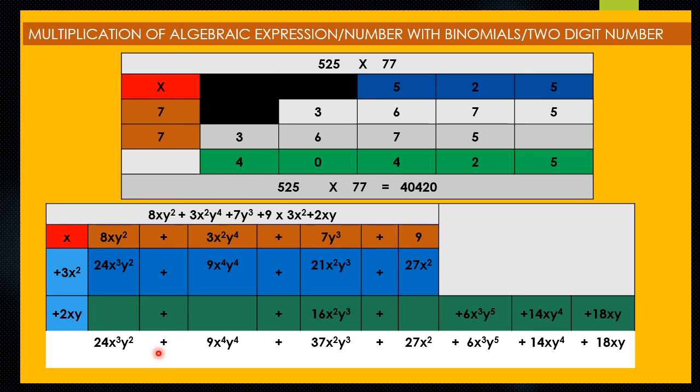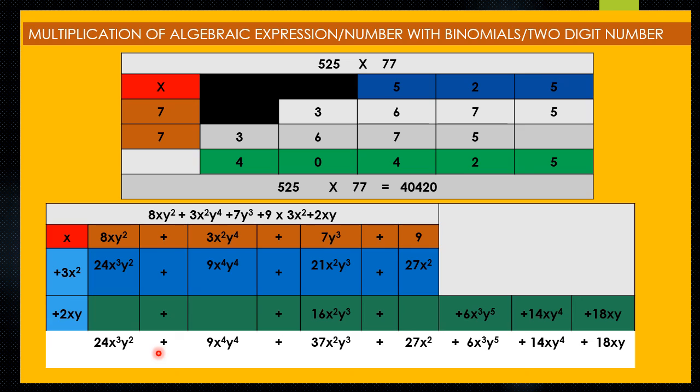Now while adding them, we are starting from the first term, 24x cube y square. Down 24x cube y square, there is no other term. So I have brought this 24x cube y square as it is down here. And 9x4 y4. Down there is no other term. So I have just brought it as it is down here.